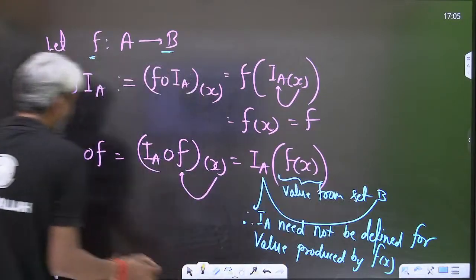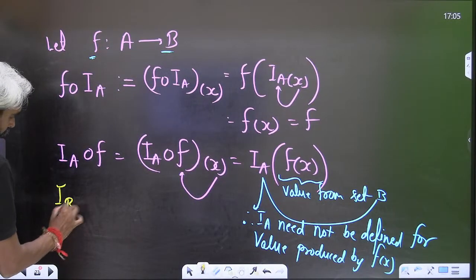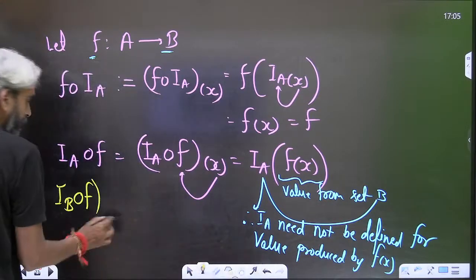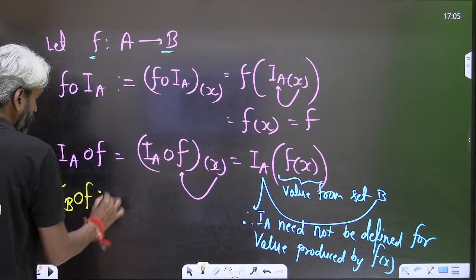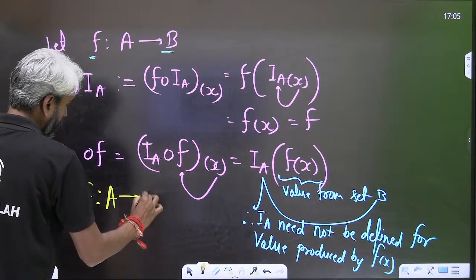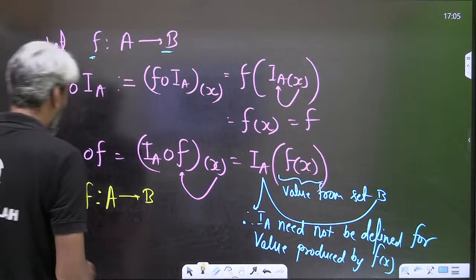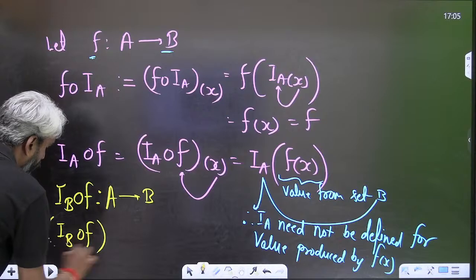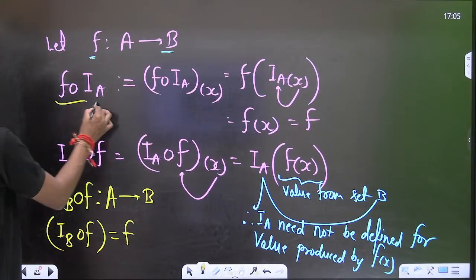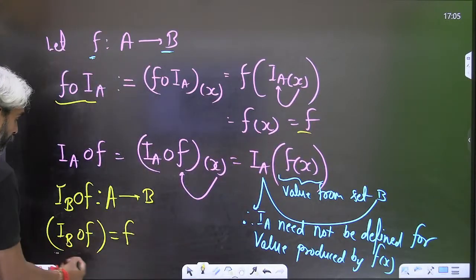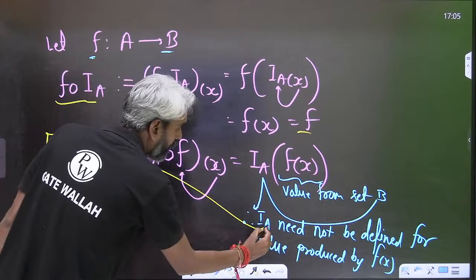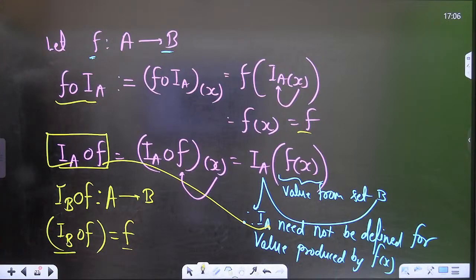But if you think intelligently, IB of f will be a function defined from A to B, and IB of f will actually equal f. So f of IA will be equal to f, and IB of f will be equal to f. IA of f need not be defined, and f of IB need not be defined.